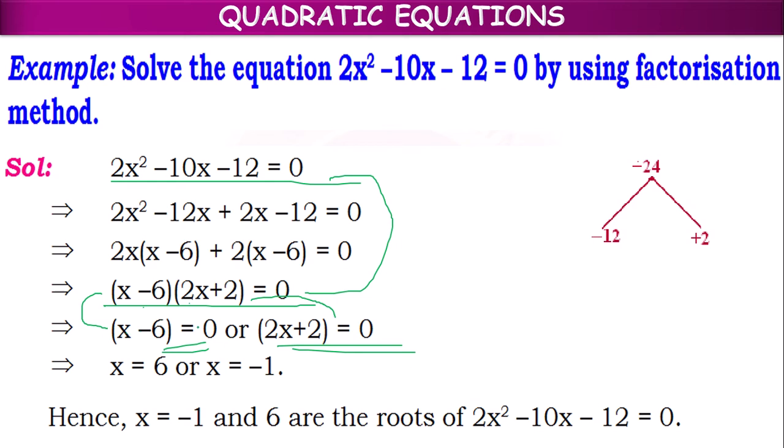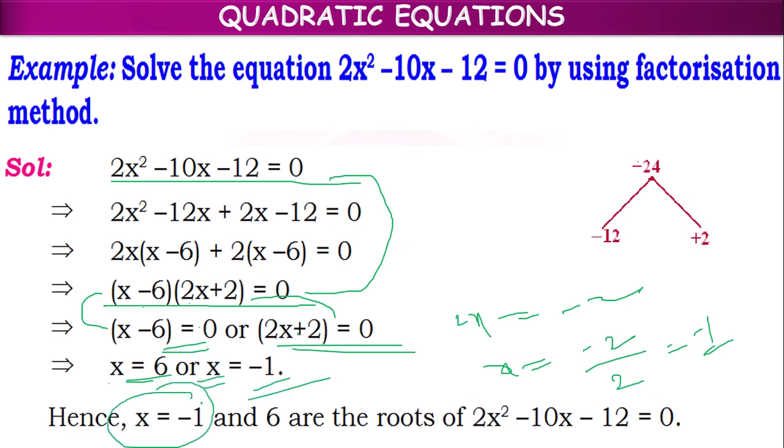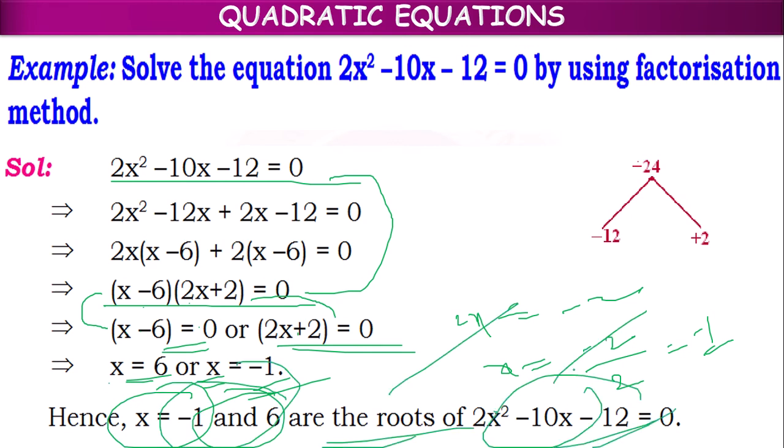So x equal to minus 6 will come this side, plus 6. Here 2x equal to 2 will come this side, minus 2. In next step, 2 will come downside by 2, which is equal to minus 1. So x value is minus 1. So x equal to minus 1 and 6. This minus 1 and 6 are the roots of the given quadratic equation, or solutions of, or zeros of the given quadratic equation.